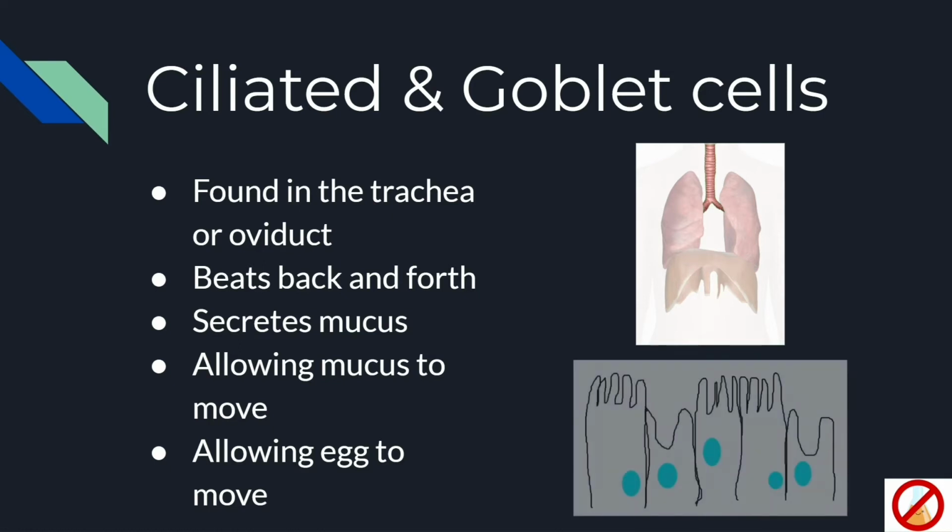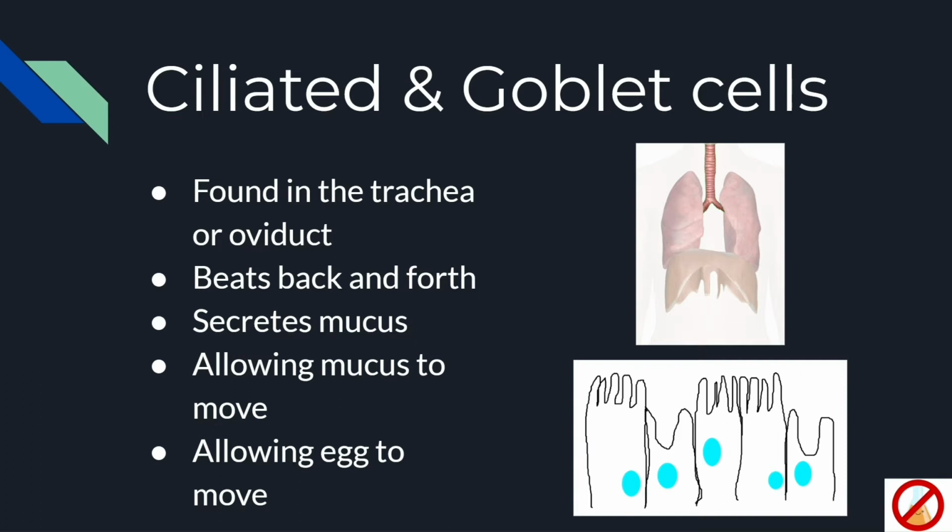Basically these cells look like this. The ones that look like they have fur on them are the ciliated cells. The reason they're ciliated is that they beat back and forth, like a wave motion. Beside them, we have these canyon-shaped ones. These are the goblet cells. What they do is secrete mucus, a slimy substance. This mucus gets passed on to the ciliated cells, which wave back and forth and pass the mucus up.